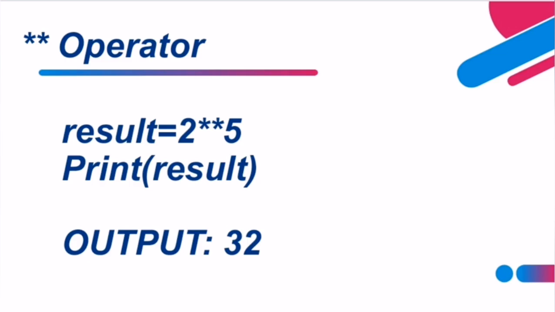Exponent operator. The exponent operator raises the left operand to the power of the right. For example, 2 exponent 5 means raise 2 to the power of 5. In this picture you can see the double asterisk is the exponent operator, and 2 exponent 5 gives the result 32. So using this operator you can find the exponent.